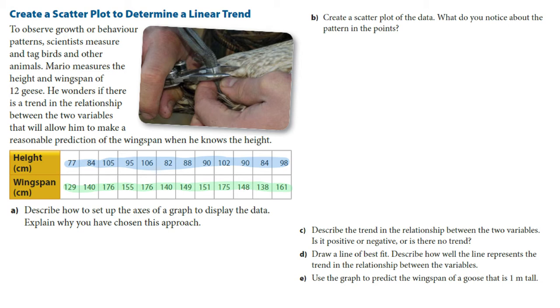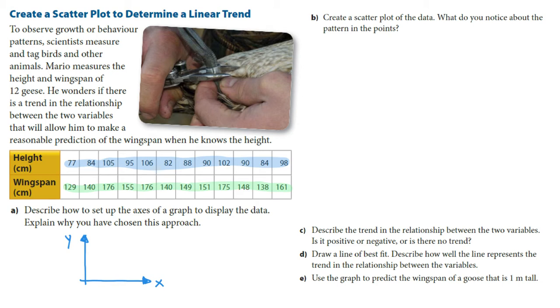So describe how you set up the axis of the graph to display the data. What we're going to do is create a graph that represents all of this data to see if we can find a pattern. So the axes are the two lines. We have the y-axis, which is the one that goes up and down, or vertically, and we have the x-axis, and that's the one that moves horizontally. Okay, so y and x. And basically what it's asking is, what data are we going to put on the x-axis and what data are we going to put on the y-axis?